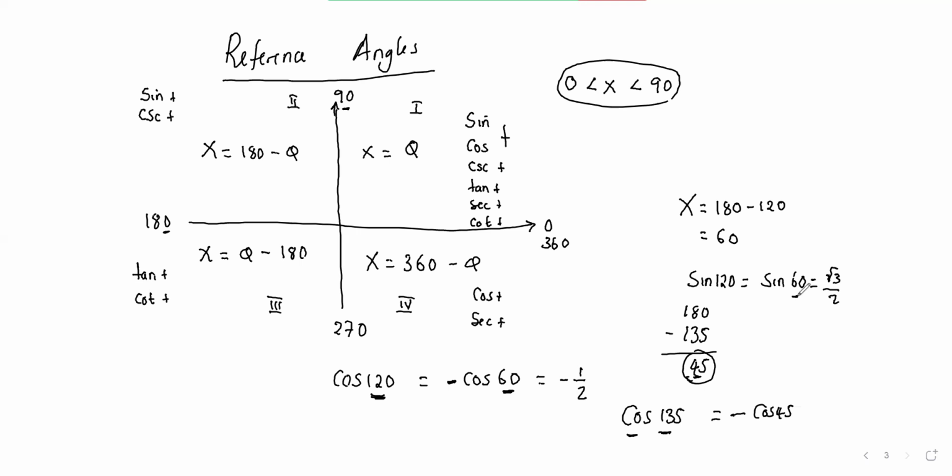So I was saying that after getting 135, since you want to use 45, which is the reference angle of 135, you check where 135 is coming from. 135 is in the second quadrant, where cos is negative. That's the reason why we put this negative on cos 45.